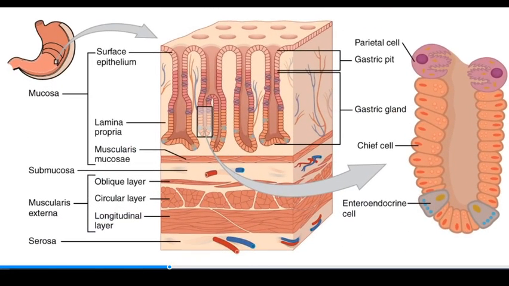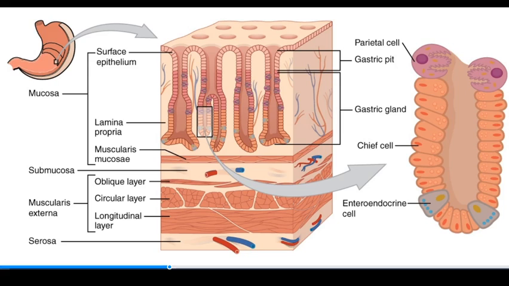This image demonstrates the structure in the wall of the stomach. Importantly, in the mucosal layer, the epithelium is arranged into invaginations, which are gastric glands. The opening of those glands, called the gastric pits, on the inside surface of the stomach look like a bunch of little pits in the inner surface of the stomach.